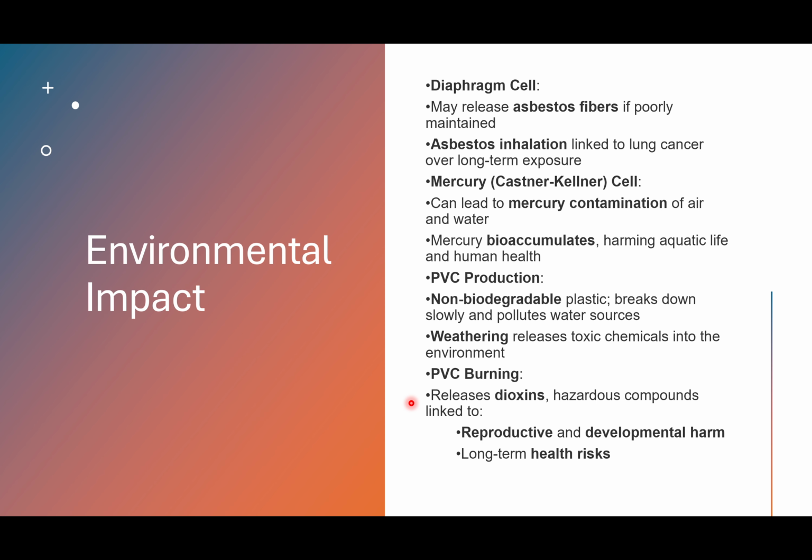All right. So environmental impact now. For the diaphragm cell, we know that it has asbestos fibers, right? If poorly maintained, we have asbestos inhalation, which can lead to lung cancer over long-term exposure. With the Castner-Kellner cell or the mercury cell, mercury contamination of air and water is a major risk. Mercury bioaccumulates, meaning it is harmful to aquatic life and human health, right? We know what bioaccumulation is from CSEC Biology and from CAPE Biology Unit 2, right? So we should know what that is.